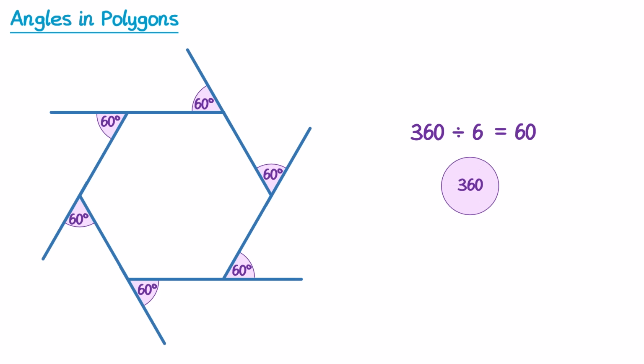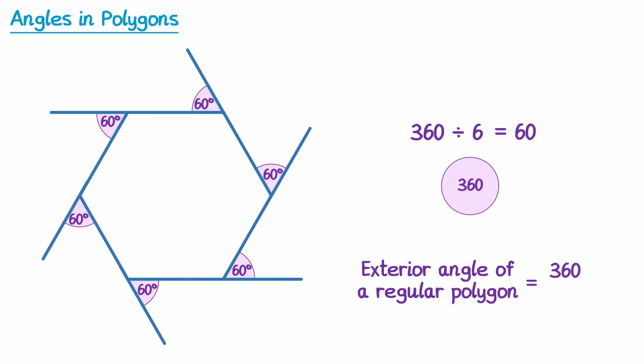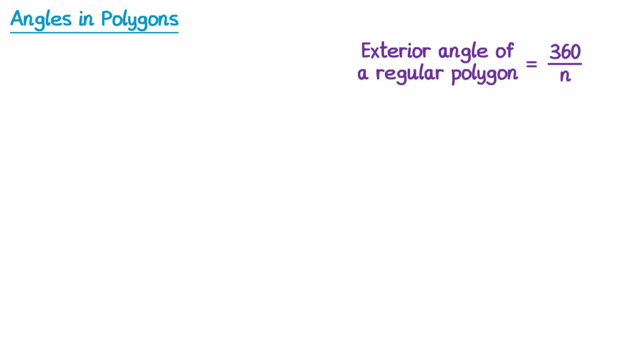Notice how it doesn't matter how many sides the shape has, the exterior angles always add up to 360. This means we can easily write a formula for calculating the size of the exterior angle. So the exterior angle for a regular polygon is just 360 divided by how many sides it has, which we called n. Let's have a look at how we can use this formula to solve some problems.